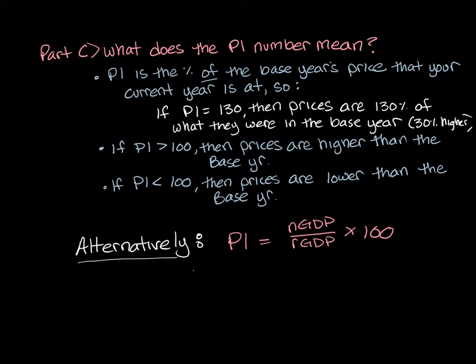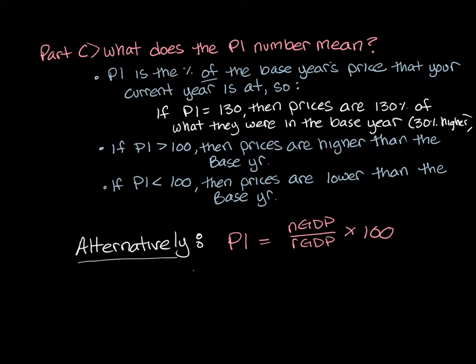An easy shortcut to this is to know that if the price index number they get is greater than 100, that means prices in this year were higher than they were in the base year. And if their price index number is less than 100, then prices in the current year are lower than they were in the base year. So if we got a price index of like 80, that means prices in our current year are 80% of what they were in the base year, meaning prices in the base year were actually higher.